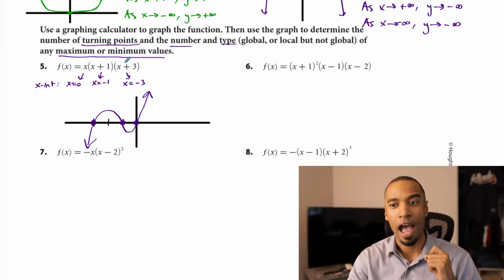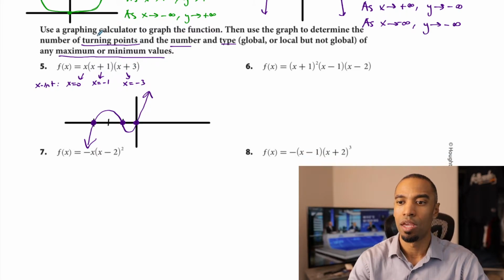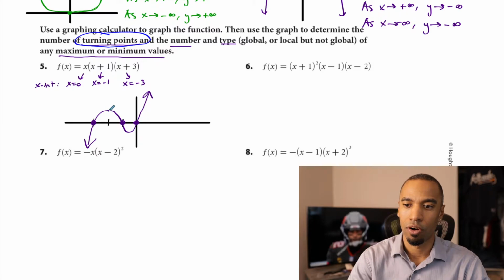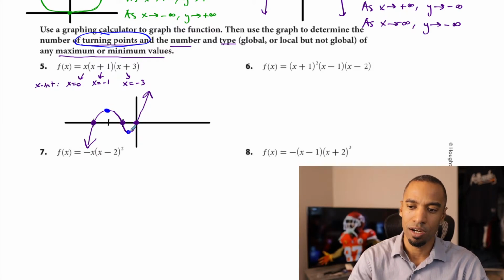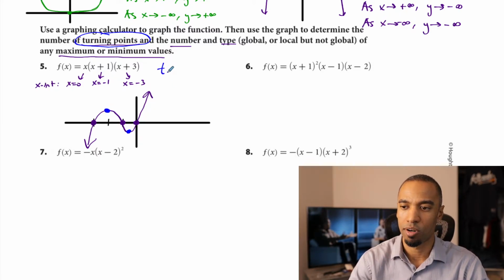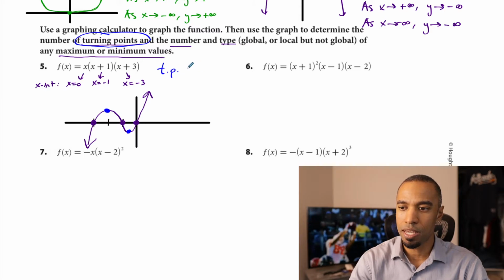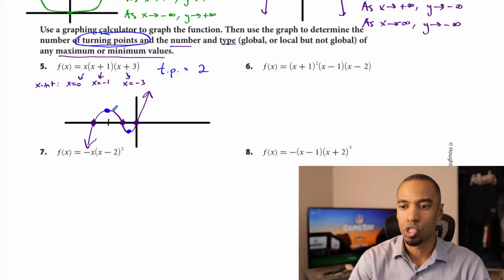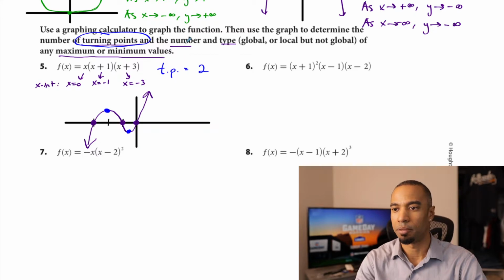They are asking for how many turning points there are, though. Number of turning points, there are 2. There's a turning point here and a turning point here. So I'm going to put it as TP. The TP is 2. There are 2 turning points on this graph right there and there.